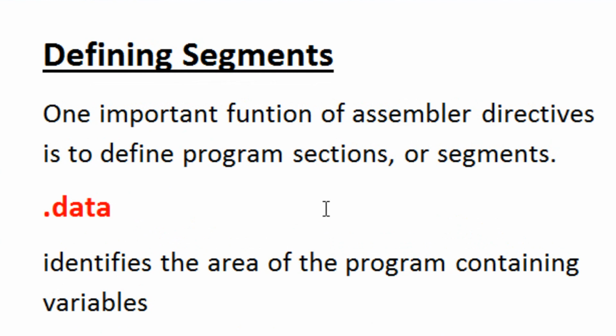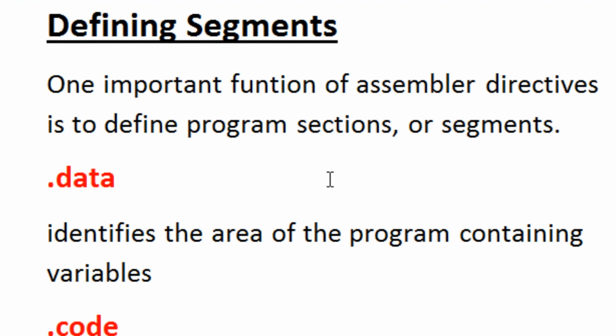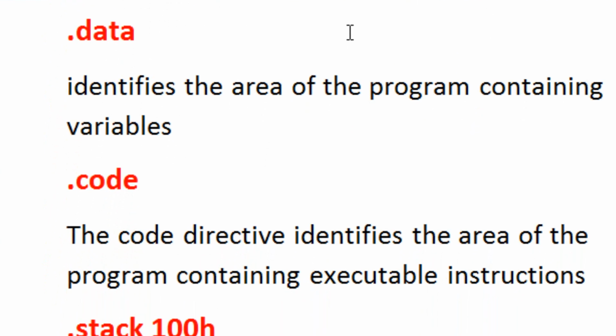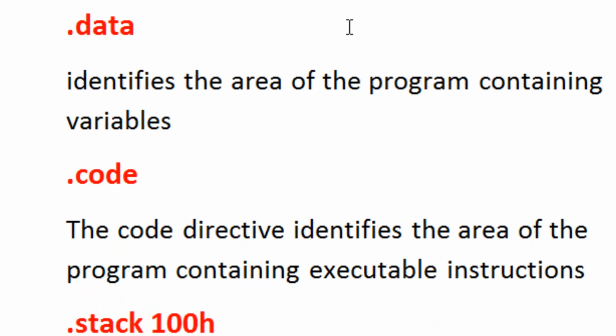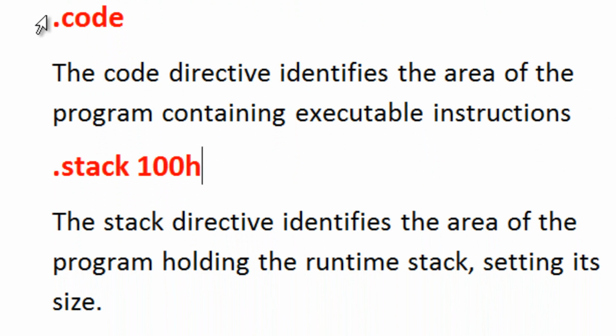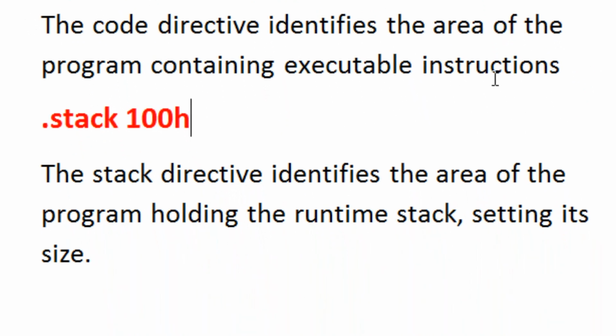Now one of the directives used to do that is the data directive. The data directive identifies the area of the program containing variables. The second directive is called the code directive. The code directive identifies the area of the program containing executable instructions.